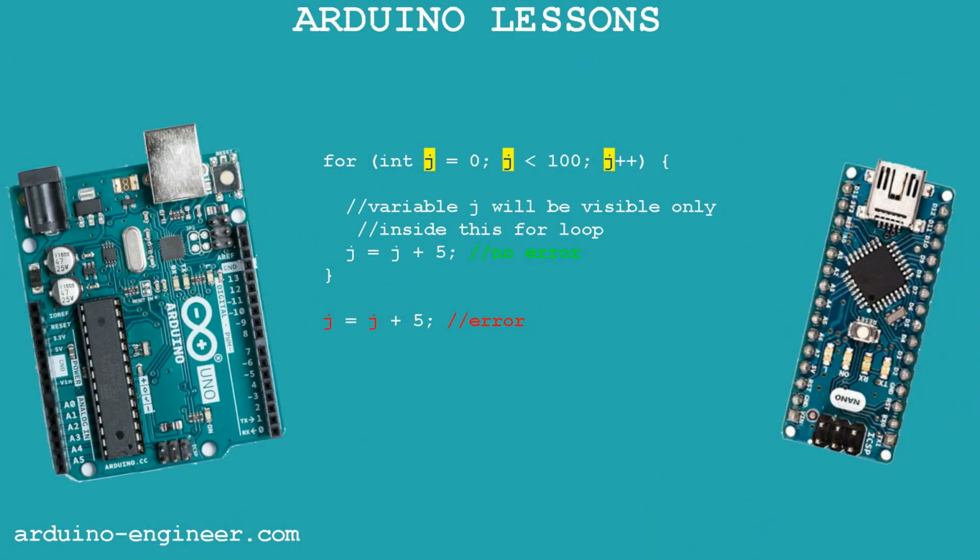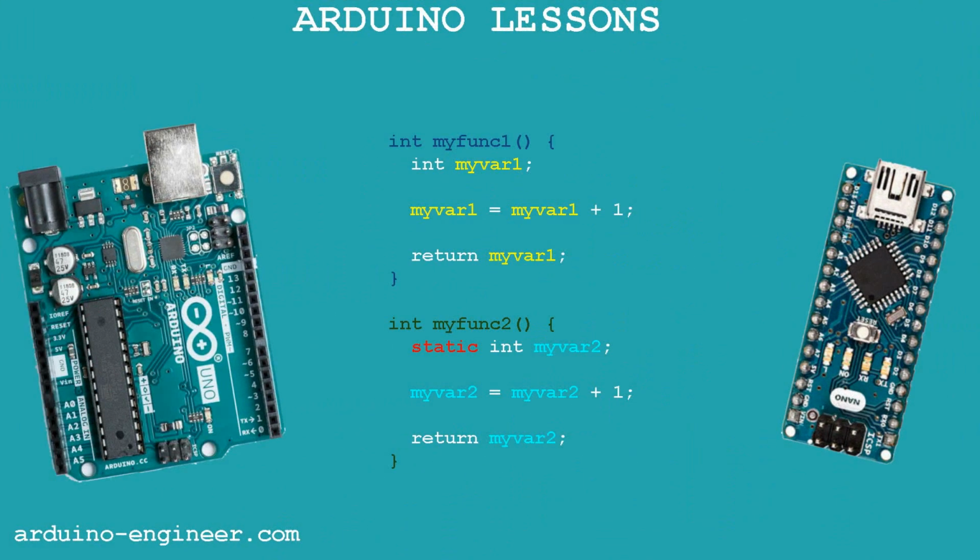Also in the Arduino IDE, you should take into account the following feature. Variables declared in the for loop or in other loops enclosed between curly braces will be visible only inside this loop. So the variable j in the example will be visible only between these curly braces. It's also worth remembering that local variables are created only for the duration of each execution of the function in which they are declared, and are destroyed each time at the end of its execution.